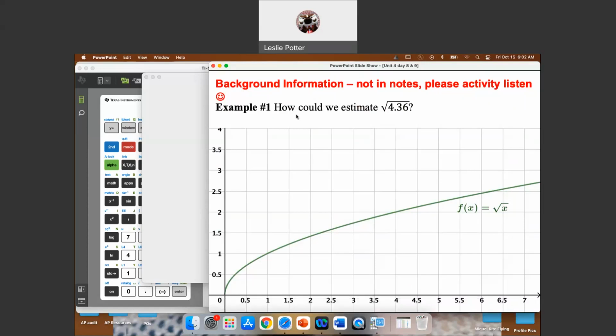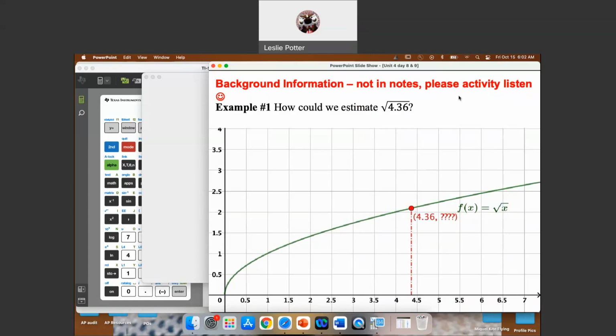This is how we use a tangent line to approximate something that might not be so easy to take the square root of. I want to know the value of the square root of 4.36, and that's super close to the value of x equals 4.